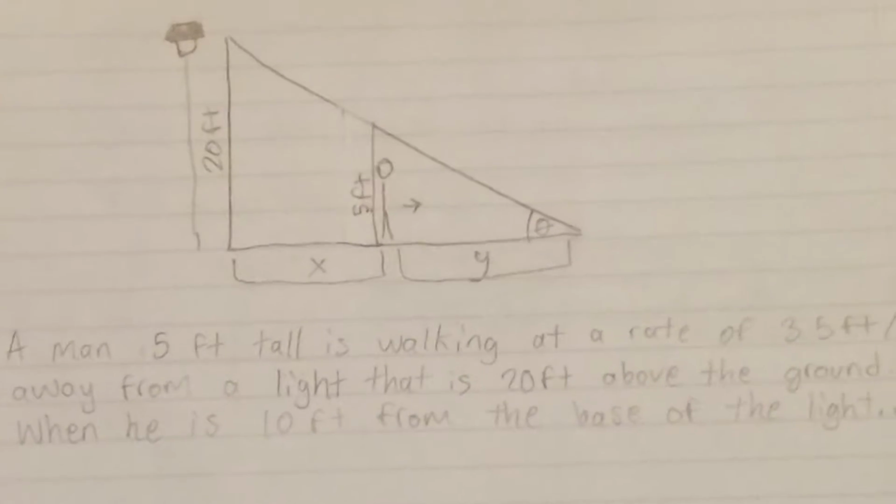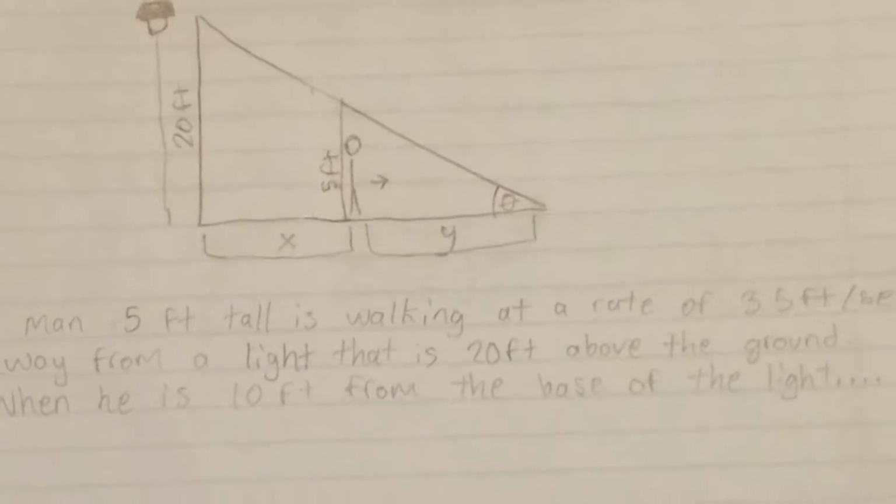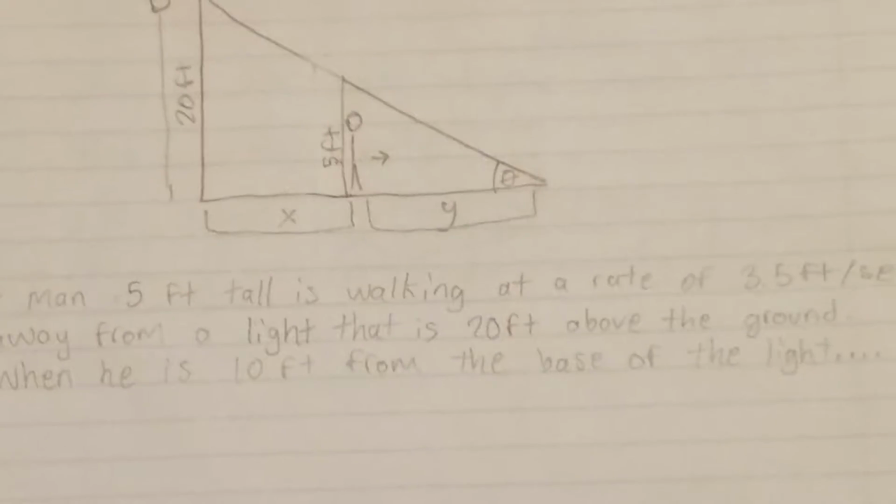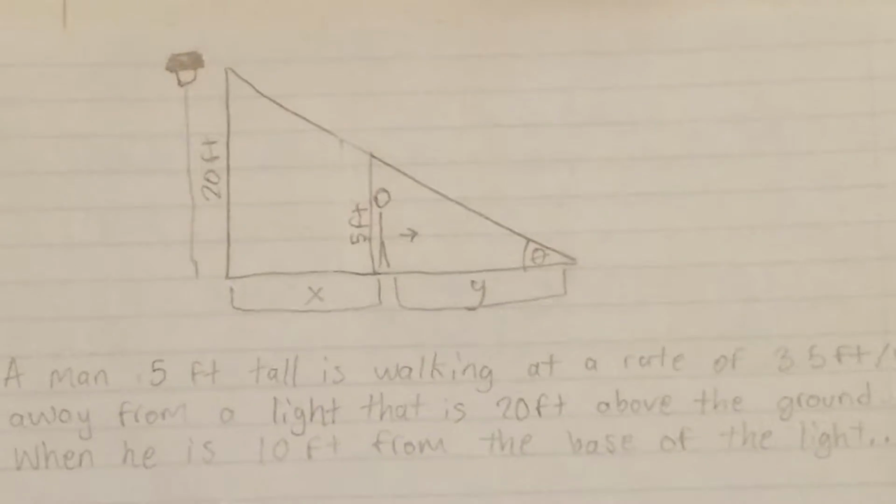A man who is 5 feet tall is walking at a rate of 3.5 feet per second away from a light that is 20 feet above the ground. When he's 10 feet from the base of the light, answer the following questions.